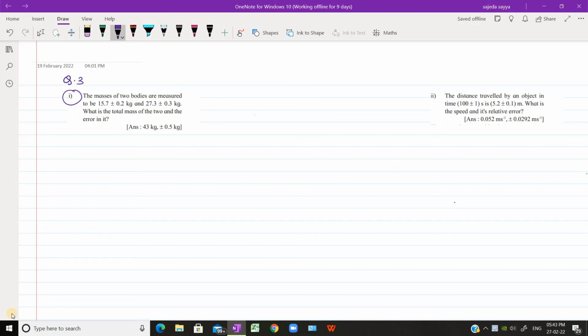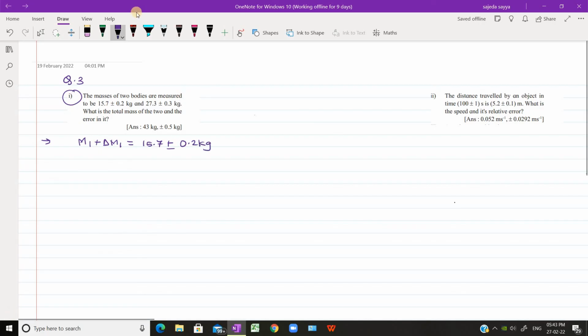The masses of two bodies are measured to be 15.7 plus or minus 0.2 kg and 27.3 plus or minus 0.3 kg. What is the total mass of the two and the error in it? So let's first of all assume the data which is given in this problem. Two masses along with its error, it is given as, let us assume it as m1 plus delta m1, where delta m1 is the error in the measurement of m1, which is 15.7 plus or minus 0.2 kg.